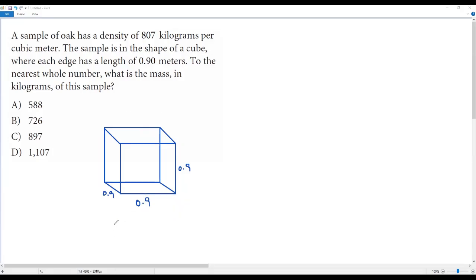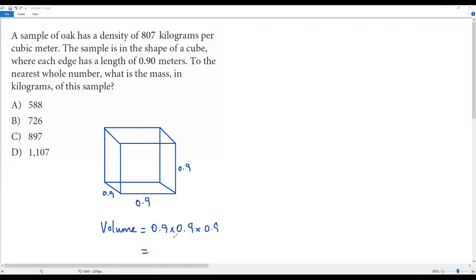To get the volume of a cube, I have to multiply the base area times the height. The base area can be obtained by multiplying 0.9 and 0.9, because each face of a cube is a square, so the base is also a square. To get the area of a square, we multiply side by side. So 0.9 times 0.9 represents the area of the base. Now the area of the base has to be multiplied by the height to get the volume.